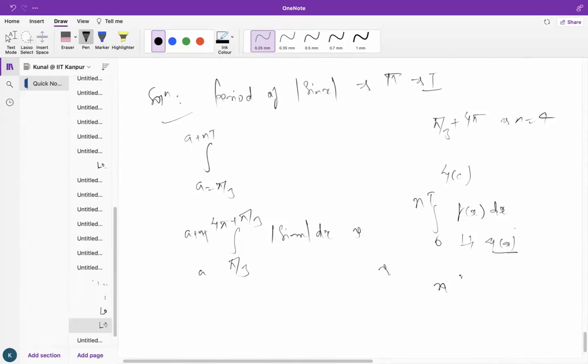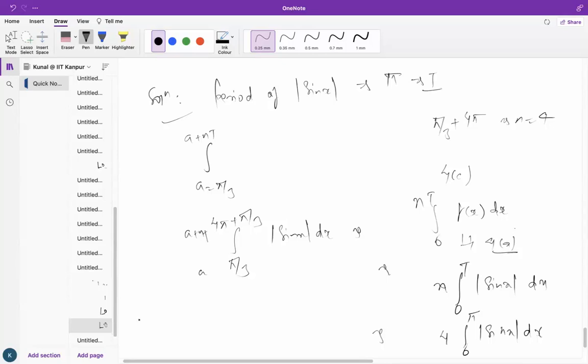So we get n times the integral from 0 to T of mod of sin x dx, which is equal to, with n being 4, 4 times the integral from 0 to pi of mod of sin x dx. I hope you all understand what I'm trying to say.